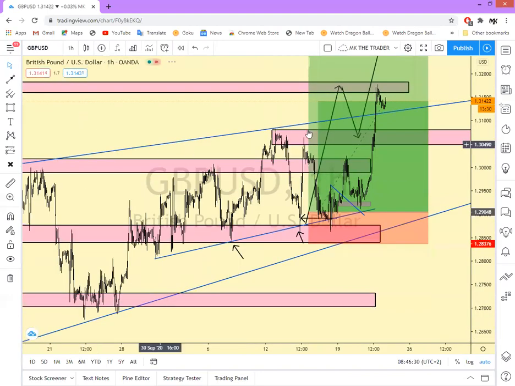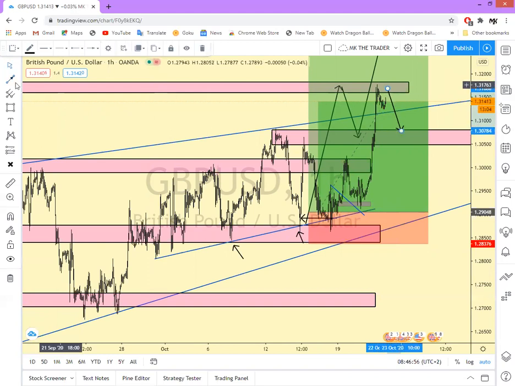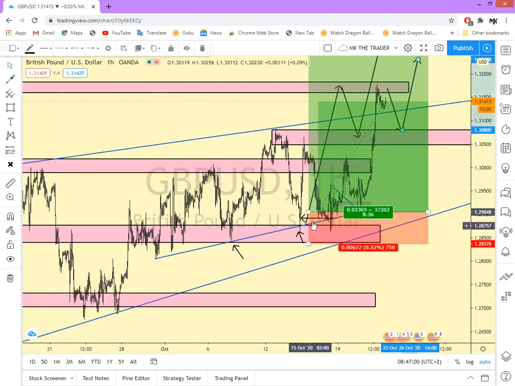GbpUsd is still holding a buy. As you can see, I'm still holding a buy, and then this level is broken. At least you can see I said it was going to come in at this level and then come and test it. This level was broken, and then they tried to test it. So anything is still possible. We can still see GbpUsd come to this level before they continue to the upside, but still holding.